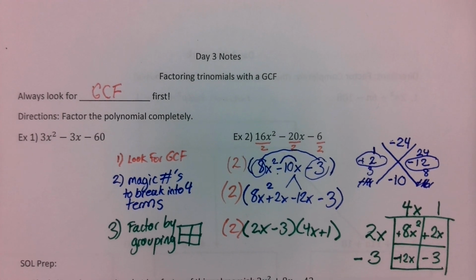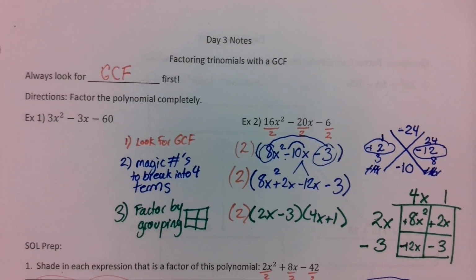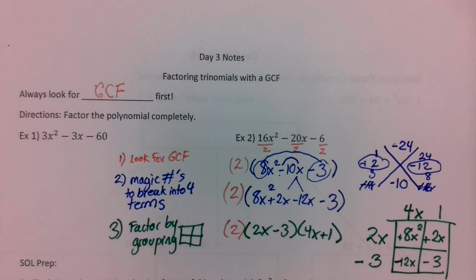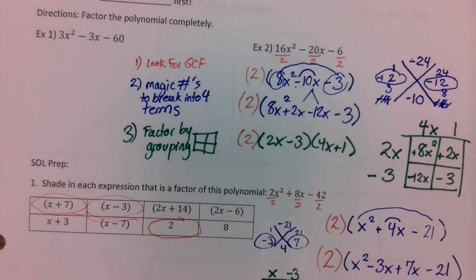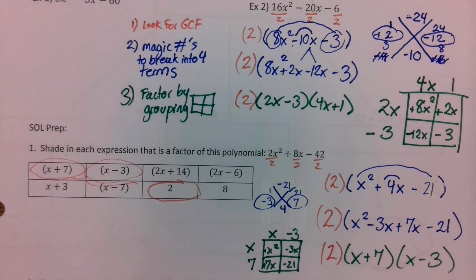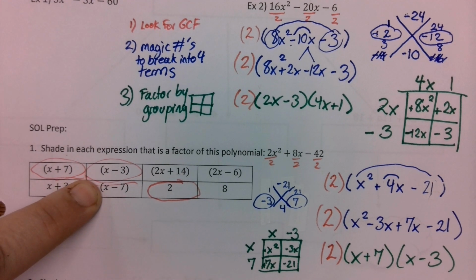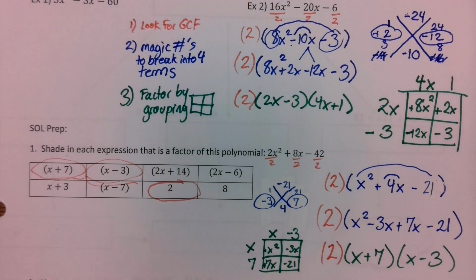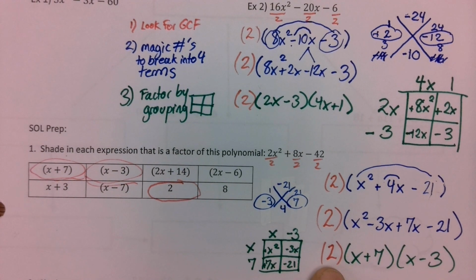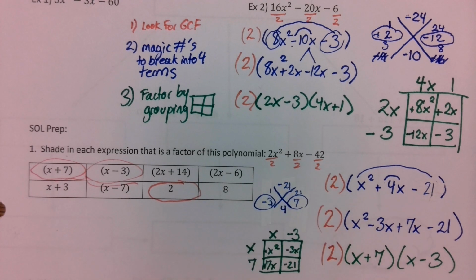Okay guys, last video, just to check, you should have already done your SOL prep question number 1. Let's check your work and see how you did. The factors that you should have selected at the end were 2, x minus 3, and x plus 7. All three of those, including that GCF you pulled out at the beginning, are considered factors of this polynomial.